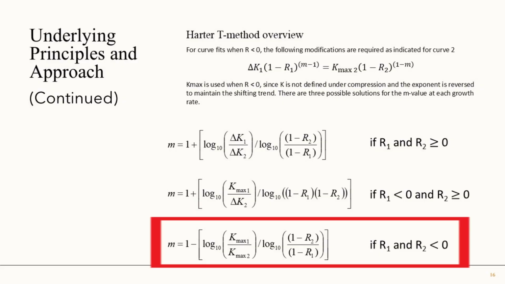Now, if we had two negative stress ratios, then we would solve, as you see, the bottom line there. And both cases would be using K max, and we would invert the exponent in both cases.